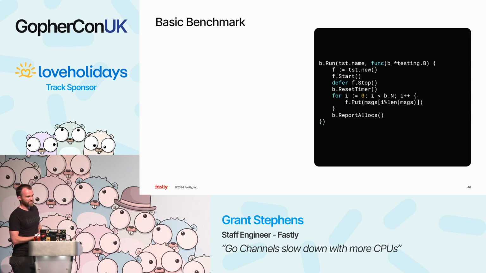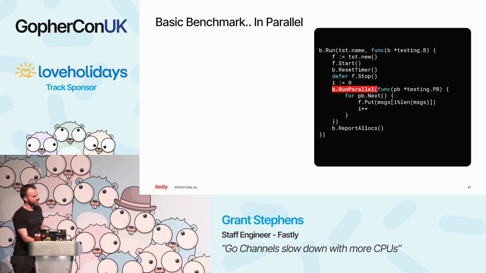Some of you might have spotted the problem here. We're testing this for multiple CPUs. If we're doing multiple CPUs, we have to benchmark in parallel. So a for loop for benchmarking is not going to do it. We need to do a parallel run.